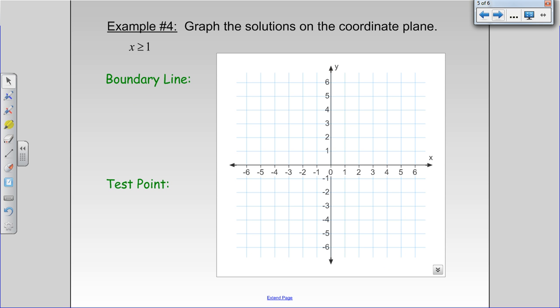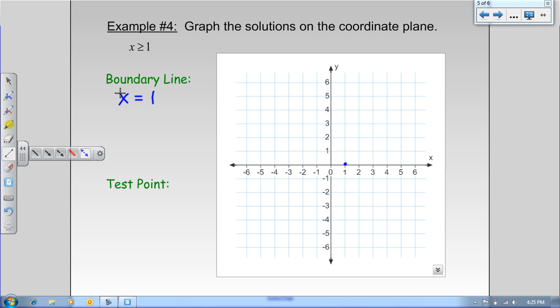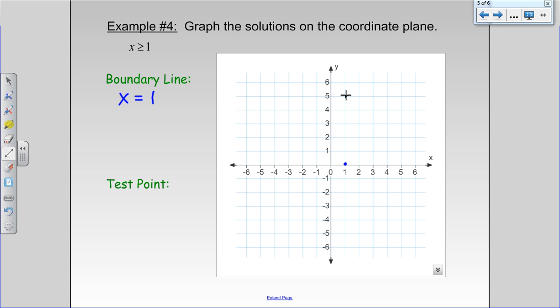Finally, if our inequality contains only x, we have such a situation as the following. For the inequality x is greater than or equal to 1, our boundary line would be x equals 1, which is a vertical line passing through 1 on the x-axis. In this case, our vertical line will be solid because we have a greater than or equal to sign in our inequality.